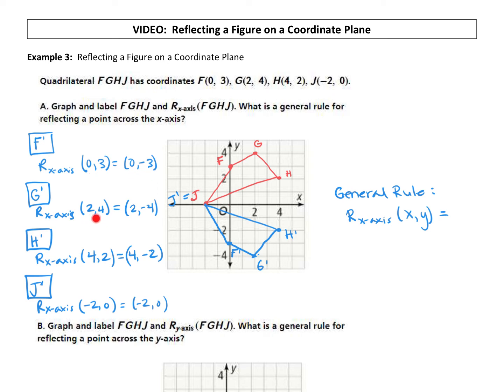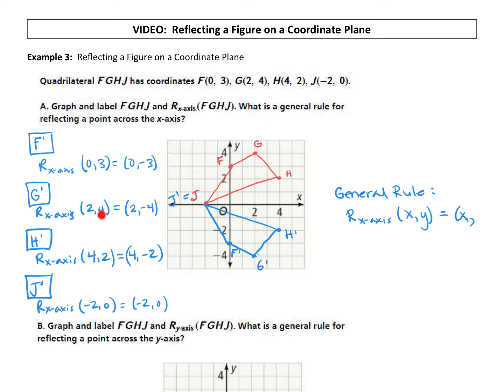Here we went from 2, 4 to 2, negative 4. 4, 2 to 4, negative 2. And then this last one didn't change because we were on our line of reflection. So what you notice is the x's didn't change. So if you're reflecting across the x-axis, your x actually stays the same.